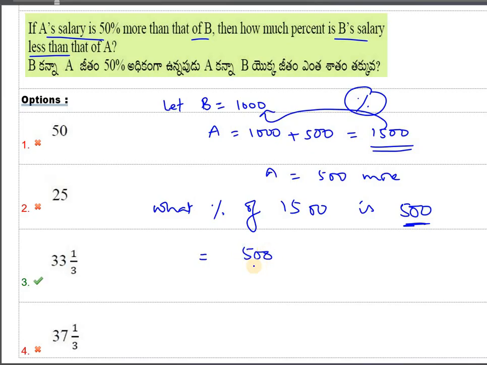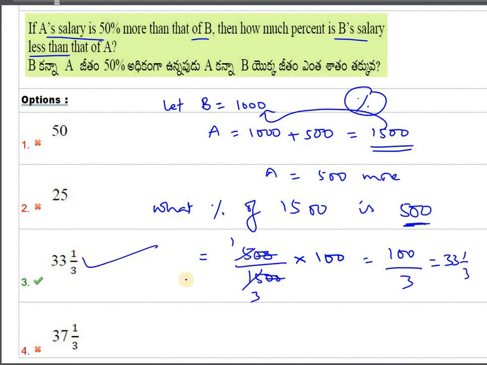500 is the number out of what? 1500. Percentage means multiplied by 100. So now what will you get? Two zeros gone. 5 ones are 5, 5 threes are 15. So 100 divided by 3. So this is how much? 33 1/3%. This is the answer. Right, so this is an easy question. Not that difficult.